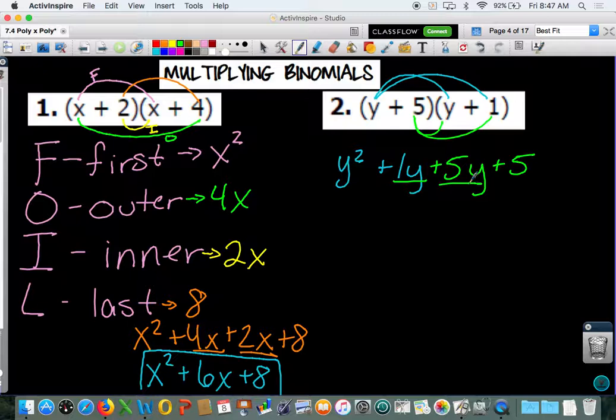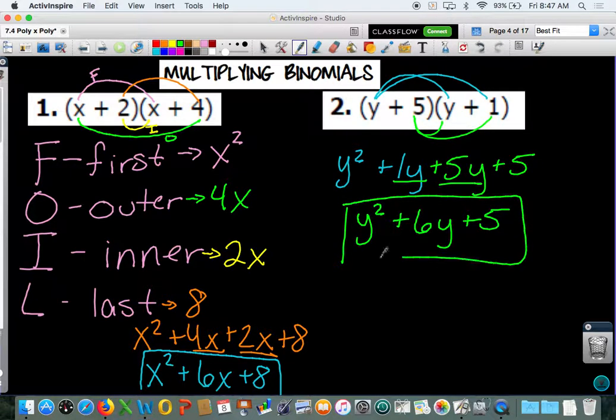Again, combine your like terms. So that gives you y squared, 1y plus 5y, plus 6y. And then your plus 5 drops down at the end. So your final answer would be y squared plus 6y plus 5. It does not matter which method you decide to use, whether it be the first one with FOIL or the second one, just double distributing, you will get the same answer. I will probably through this video be using a combination of both.